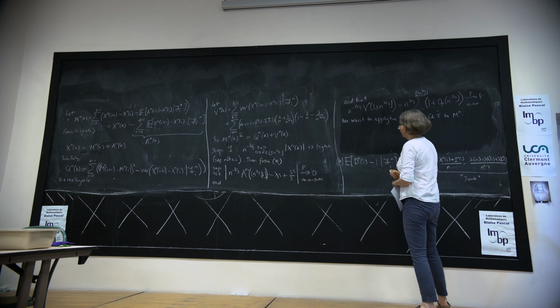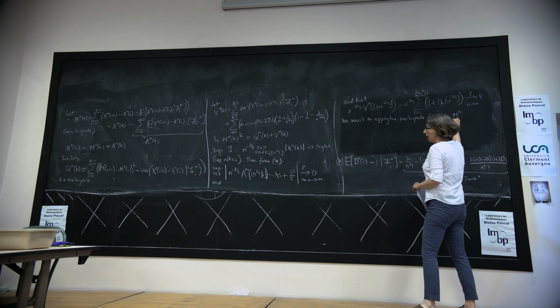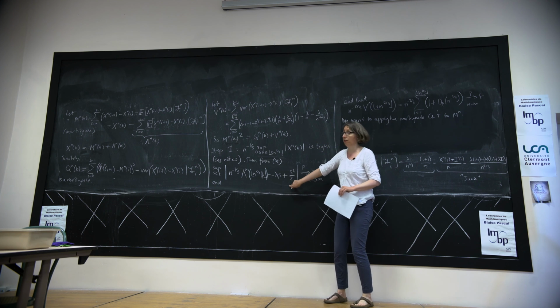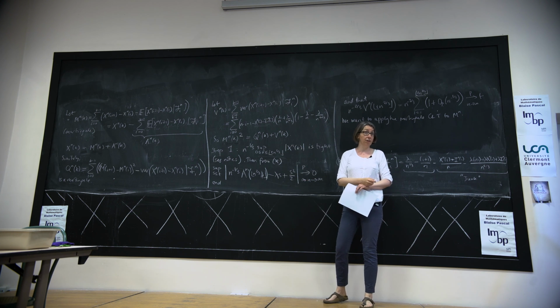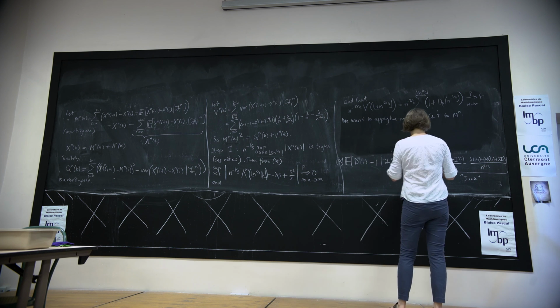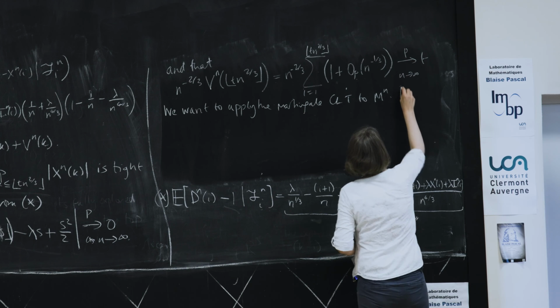So I want to apply the martingale central limit theorem to Mn. I've already sorted the drift out. So this is the only bit that really needs to be done. This is telling me that the drift of my process is tending to the right thing. So if I can show that the martingale is converging in distribution to a Brownian motion, I'm done, because I've got everything else already there on the board. Okay, so in order to do this, I need to check the Lindeberg condition.